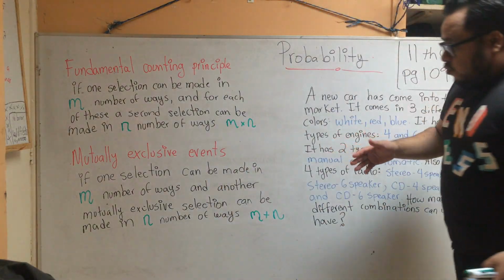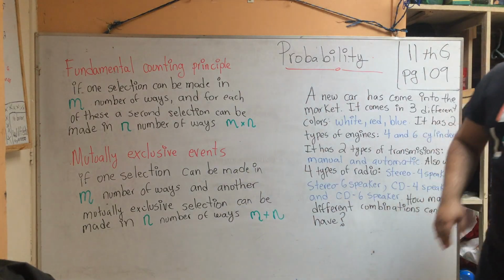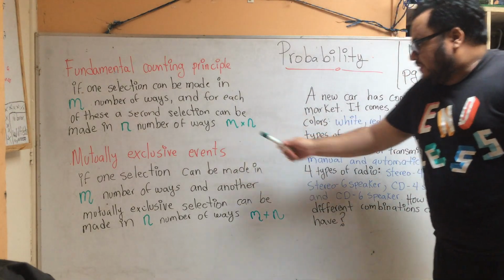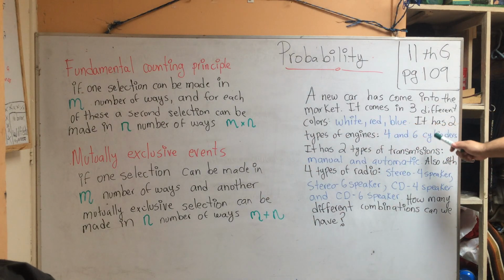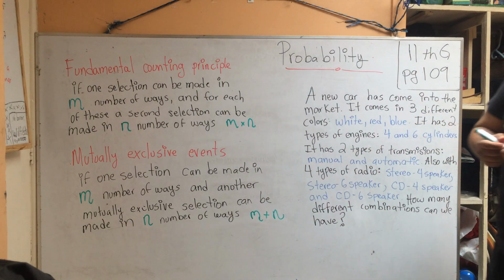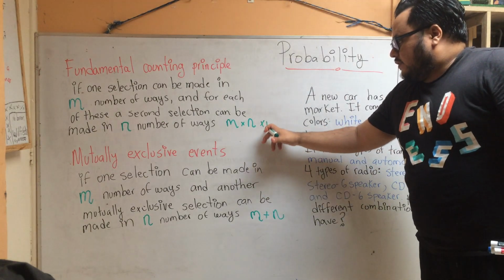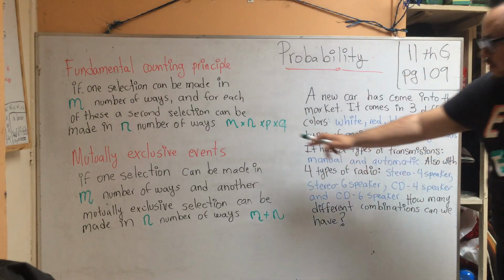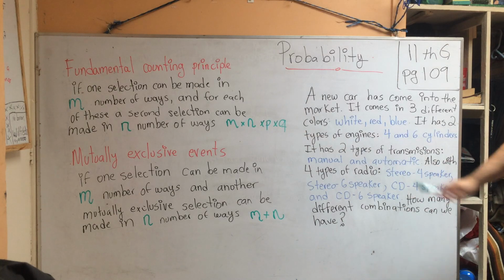Let's start to work on the fundamental counting principle. In this case, we would have m times n, which would be color and type of engine, but we would also have times p times q, because p would be the transmission and q would be the radio options. Now let's think about it.